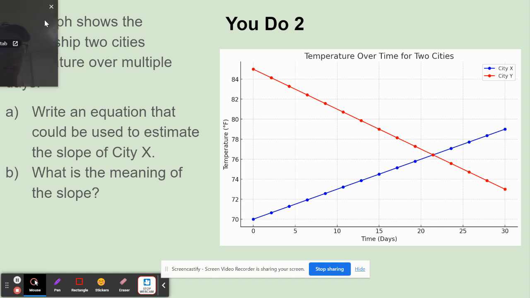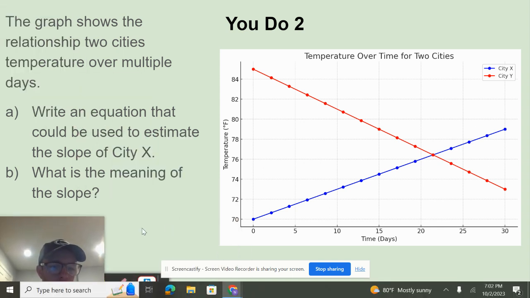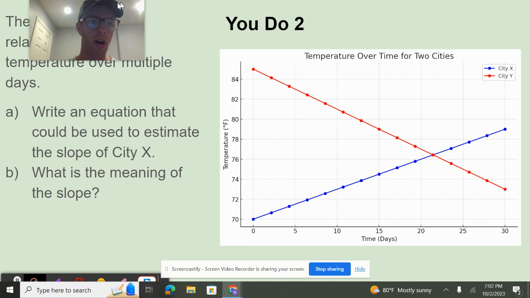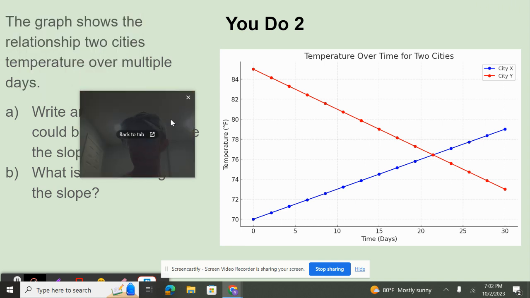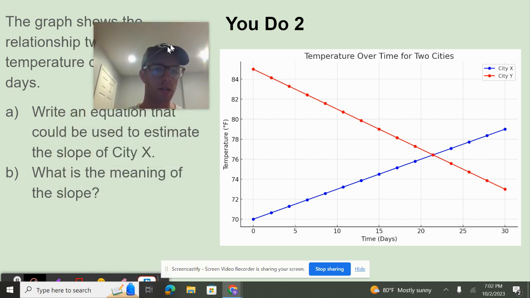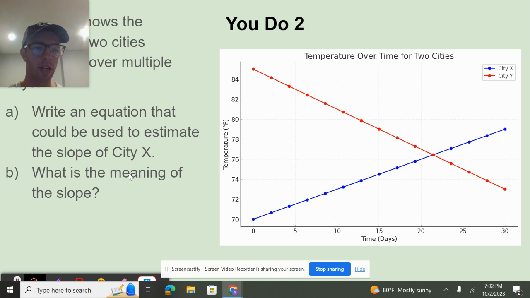All right. This is the part where you do the you do. Go ahead and just pause and do it on your own first, and then we'll go over it quickly. All right, the graph shows the relationship between two cities' temperatures over multiple days. Write an equation that could be used to estimate the slope of city X. City X is in the blue.